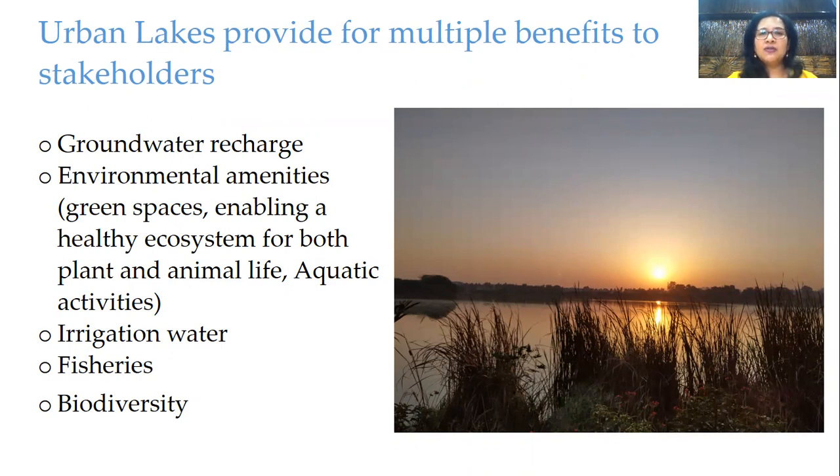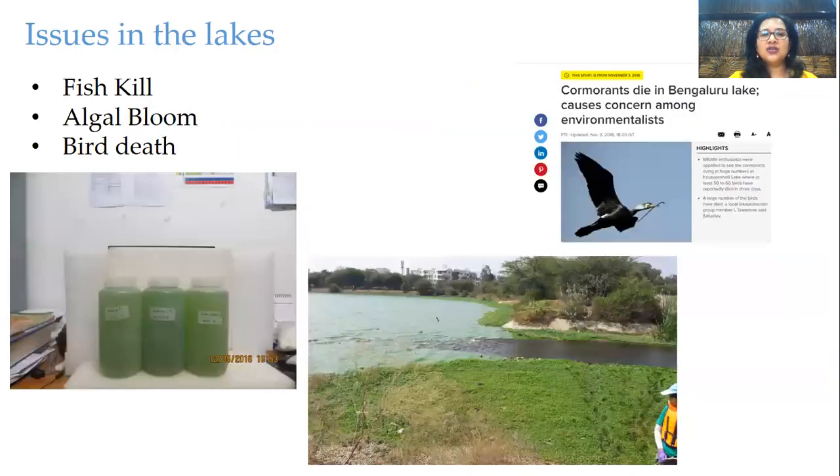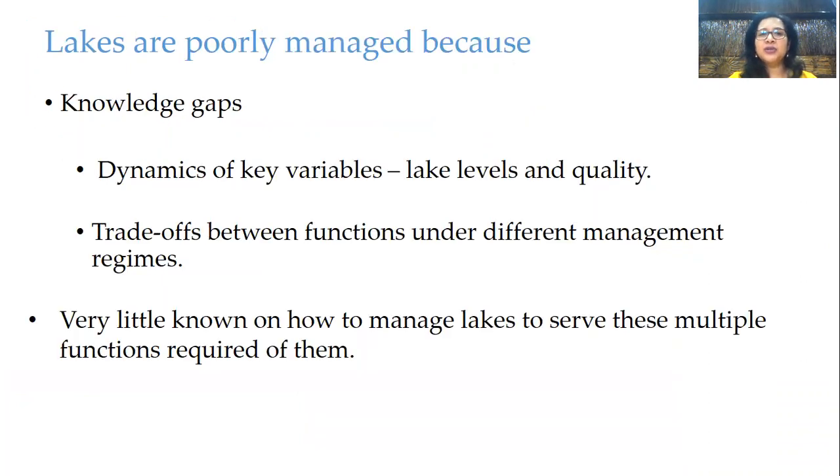Currently, these lakes provide multiple benefits such as groundwater recharge, environmental amenities, irrigation water, fisheries, and biodiversity. In spite of providing all these benefits to the local stakeholders, these lakes still face various issues, with frequent fish kill events, algal blooms, and frequent bird deaths reported across lakes in Bangalore. One of the reasons for the poor management of these lakes is a lack of understanding of the processes which govern water quality and water quantity of these lakes.